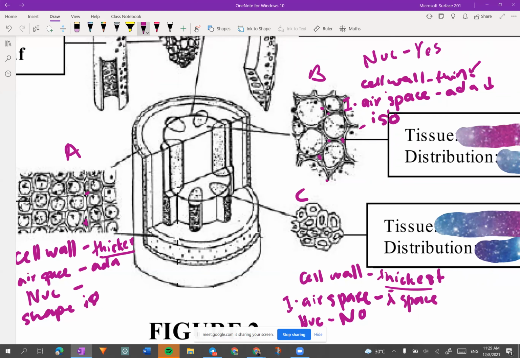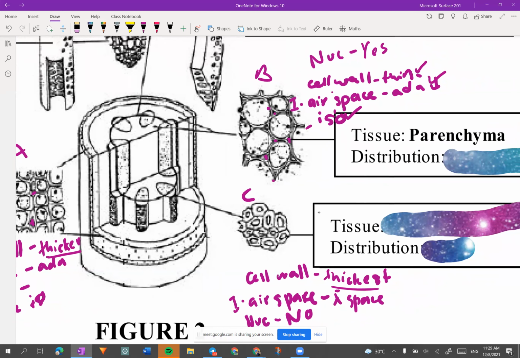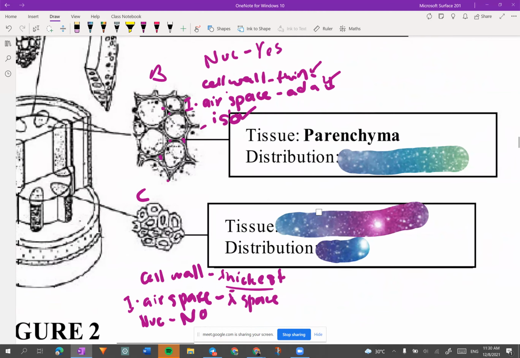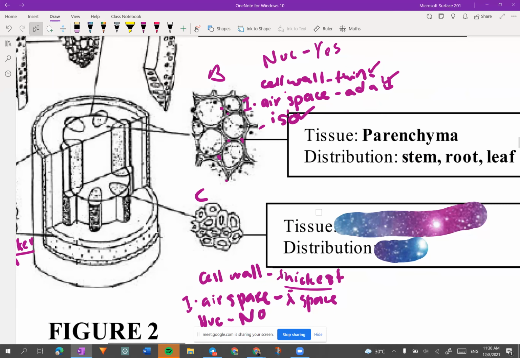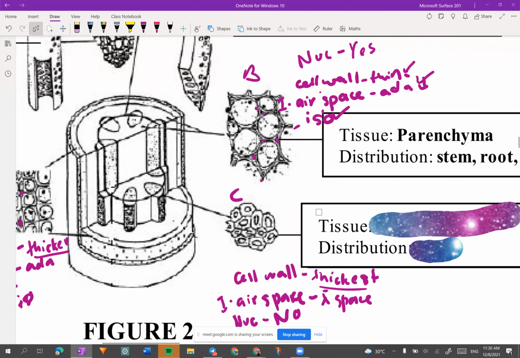Thin cell wall, ada air space, isodiametric, itu adalah parenchyma. Okay, itu adalah ciri parenchyma. Ada nukleus. So dia adalah ciri parenchyma. Where this parenchyma are located? It is located dekat stem, root and leaf. Okay? Left pula. I always right. Tapi saya cakap left.